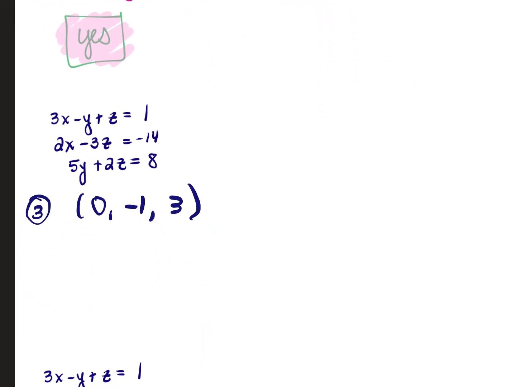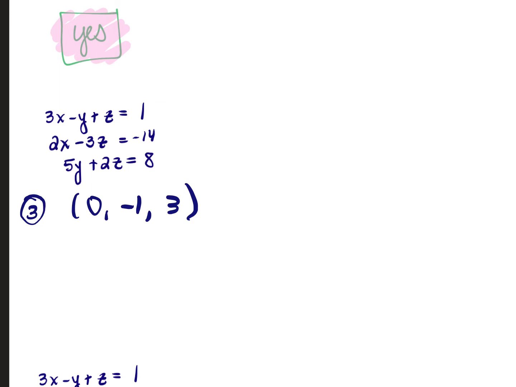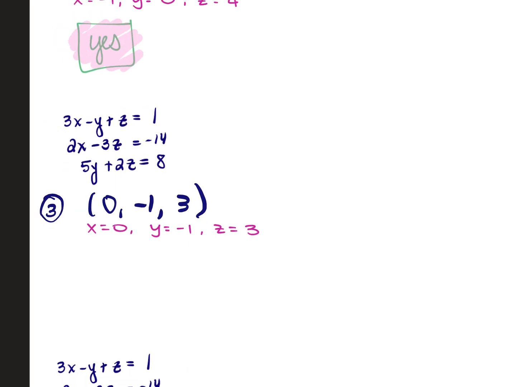For number 3, you're given the ordered triple of 0, negative 1, 3. Again, we're using the same set of functions that we have there. So with this one, your x is 0, your y is negative 1, and your z is 3. So if we start with the top equation, we have 3 times x, which is 0, minus y, which is negative 1, plus z, which is 3, is equal to 1. The 3 times 0 cancels out. A negative times a negative is a positive, so it's positive 1 plus 3 is equal to 1. That gives us 4 is equal to 1, which is a false statement, so this one is no.